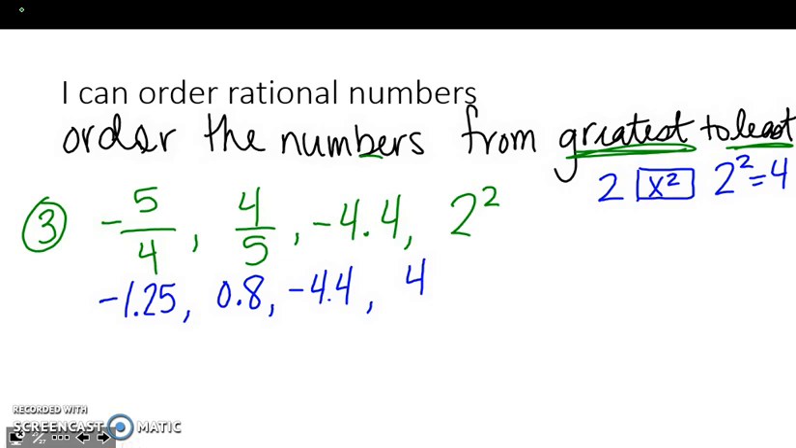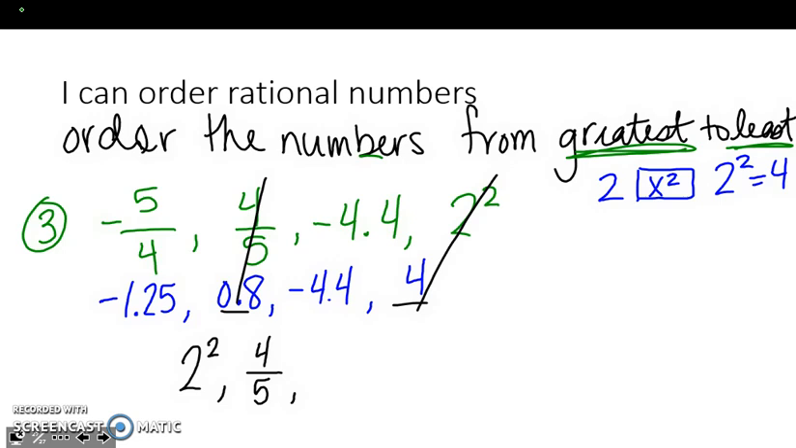Alright, so now we're going from greatest to least, so that means all of our positive numbers should be first, because those are always bigger than negative numbers. So we have 2 positive numbers. We have 0.8 and we have 4. Hopefully you know that 4 is bigger, so we're going to put 2 squared, and then 4/5.